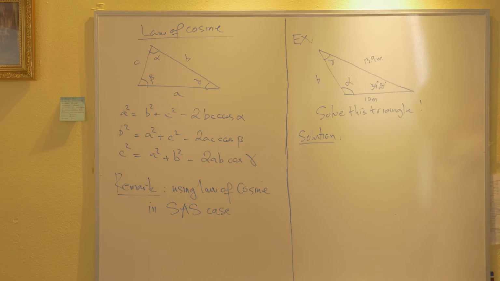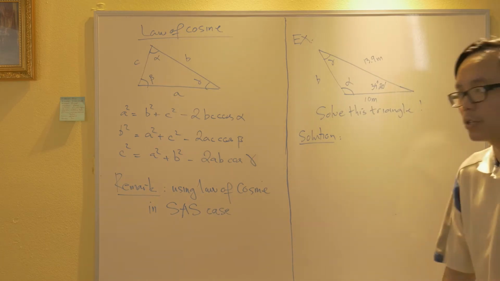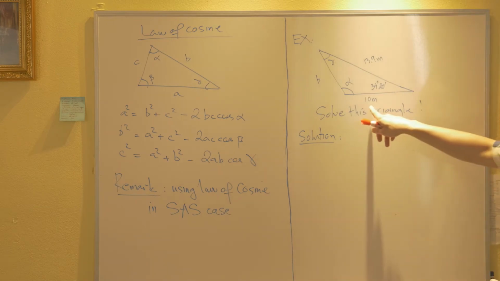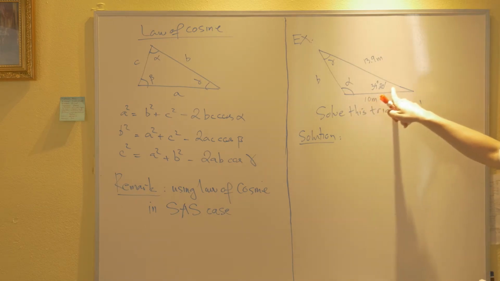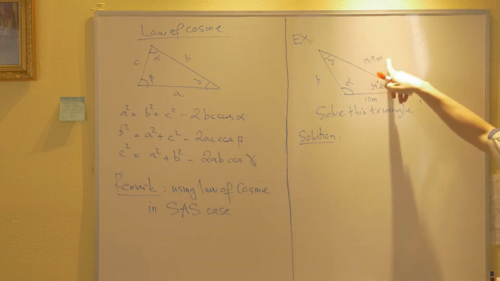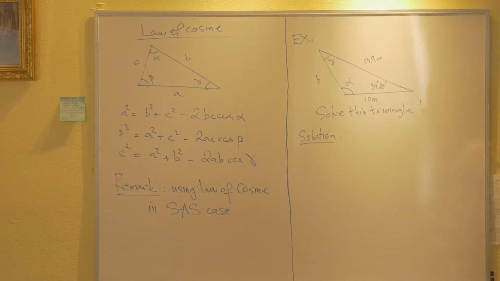Sometimes we can use law of sine first, sometimes we can use law of cosine first. It depends on the situation, on what they're giving you. So over here they give you a side, an angle in between, and another side. Look at that! A side, an angle, and another side, with the angle in between these two sides. That looks like we can use the law of cosine.